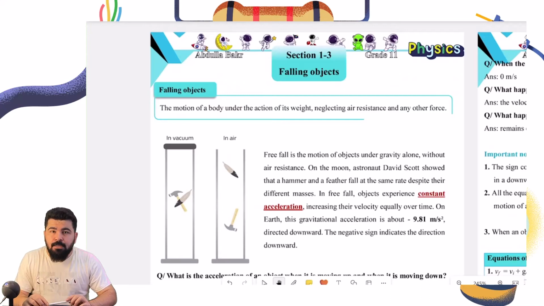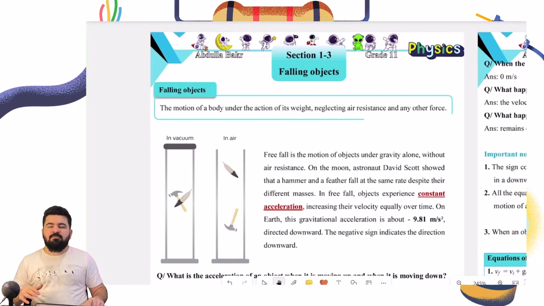Now, the important part here is, what is the reason why the paper is floating in the air while the stone has hit the ground? What could be the reason? If you have not studied physics, you would say, because the stone has a greater mass. Well, that's not true. Why?